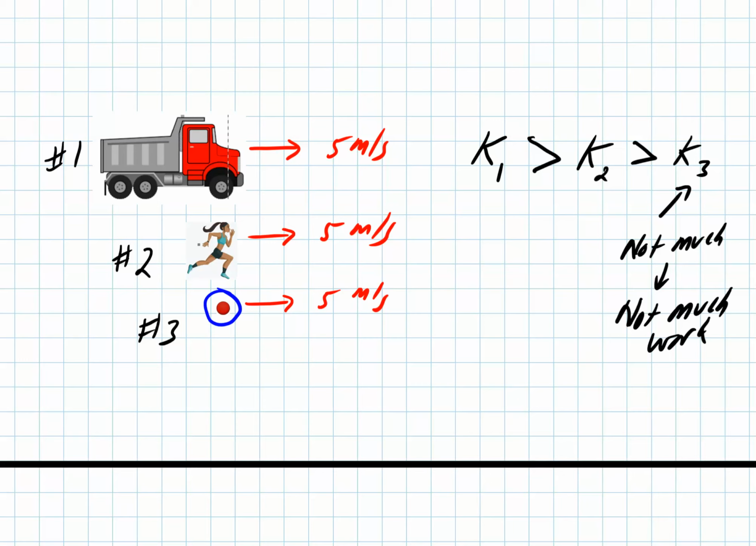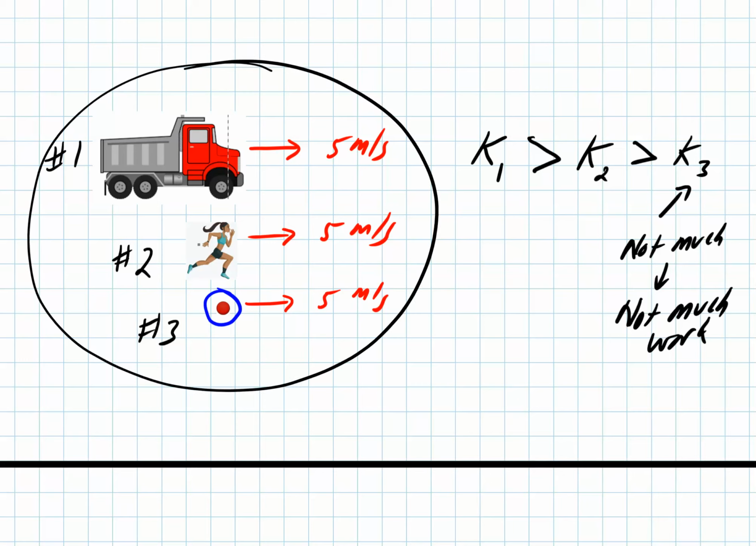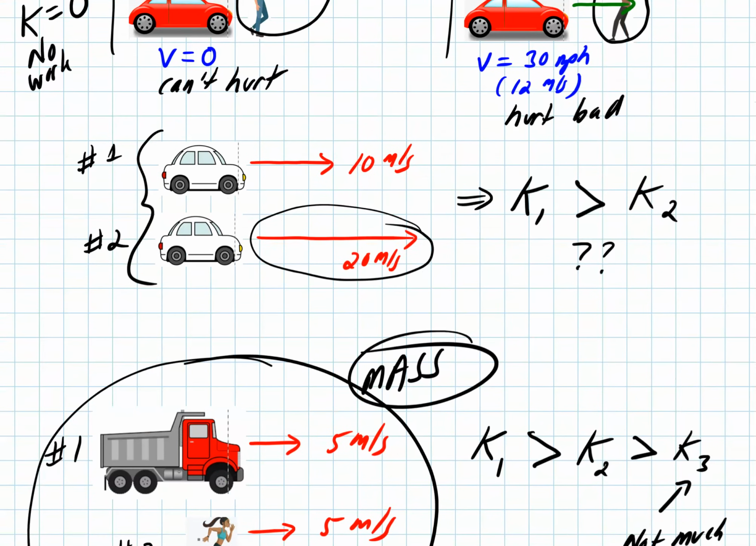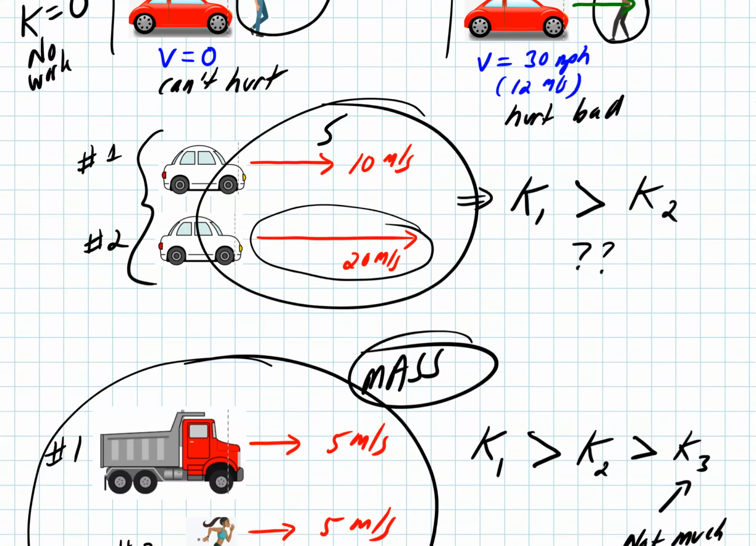So what is involved here? Well, it tells me that mass must be a factor that will eventually go into kinetic energy, because we're going to develop a formula for kinetic energy. So I think mass probably needs to go in there. And speed, how fast something is going. Okay, and we're going to see that that's the case.